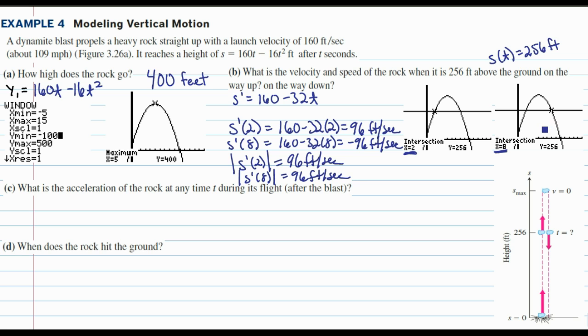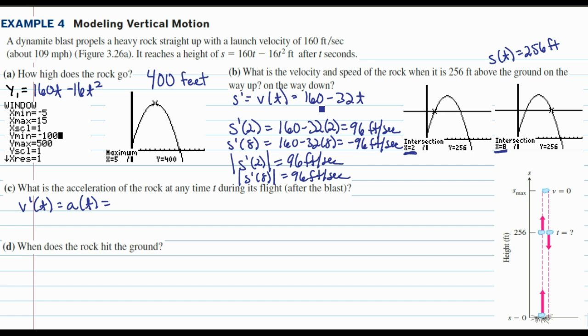Whew, I'm exhausted. What is the acceleration of the rock at any time t during its flight after the blast? So acceleration is the derivative of velocity. It's the change in velocity. How fast is the velocity changing? Well, s prime, which we probably should have said also equals v of t, was 160 minus 32t. Now, v prime of t is going to be the acceleration of t.